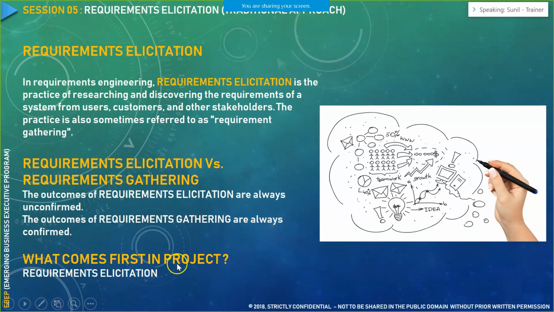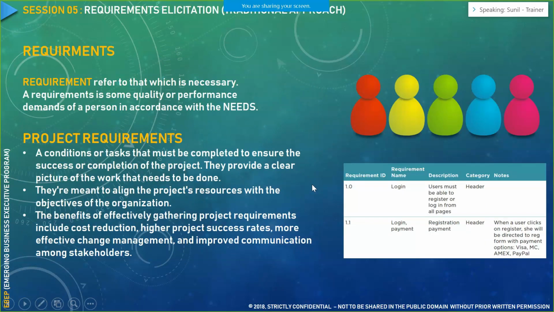Now what comes first in a project? It's very obvious. Requirement elicitation comes first in the project, followed by requirement gathering. And requirement gathering is followed by requirement analysis, and requirement analysis is followed by requirement design. So these are the essential phases in a typical project.